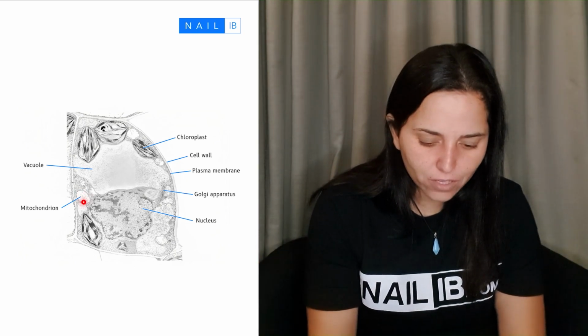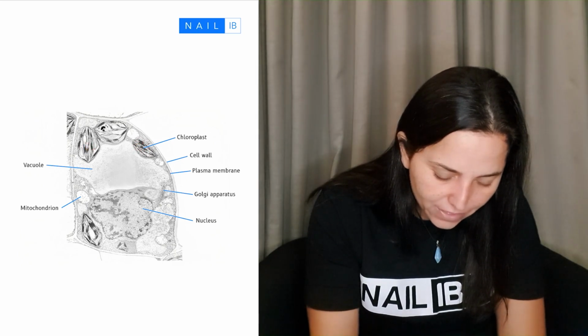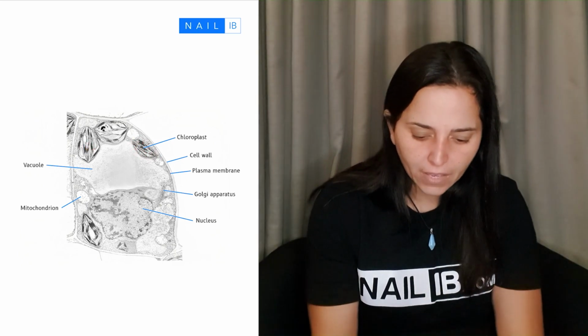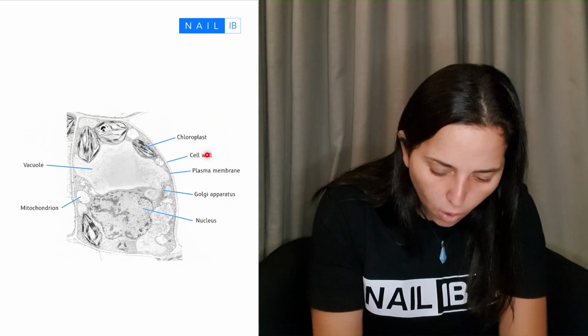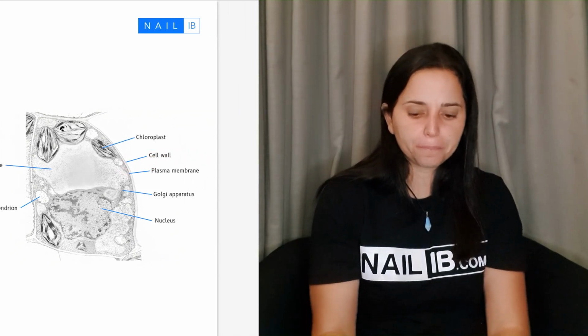You can see the mitochondria here. You see the chloroplasts. These are chloroplasts. You'll see the dark lines, almost like a dome and so forth. And you can see the cell wall will always be the outer line, and the plasma membrane will be the inner line, just to keep in mind.